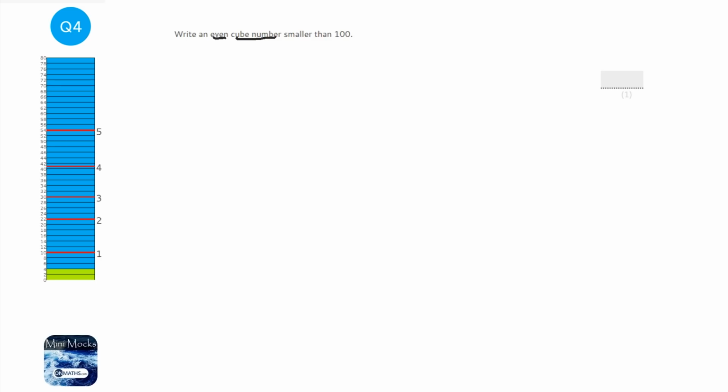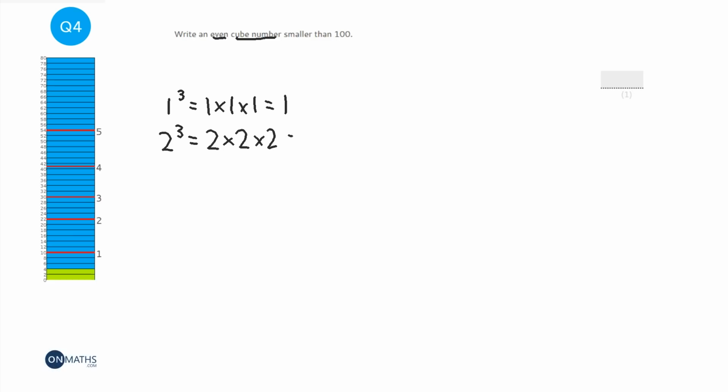So the cube numbers are 1 cubed is 1 times 1 times 1, which is 1. The problem is that that is an odd number, so let's try 2 cubed. Now 2 cubed is 2 times 2 times 2. 2 times 2 is 4, times 2 is 8. So 8 is an even cube number.